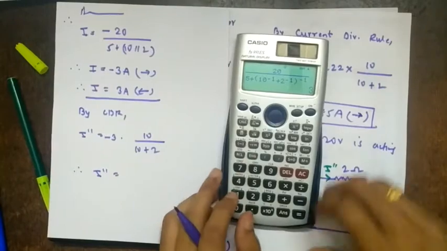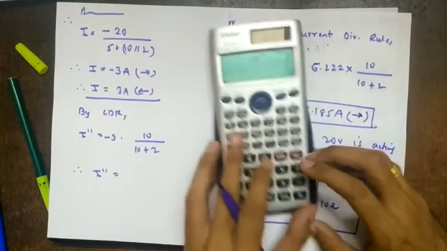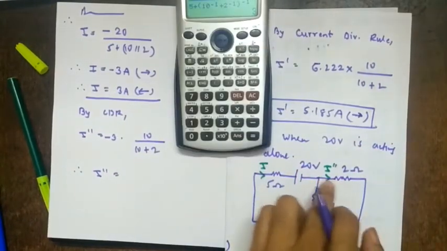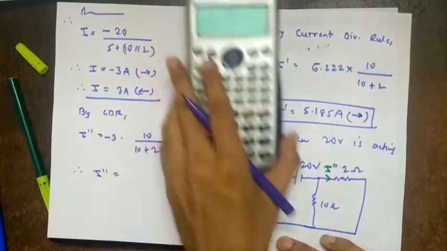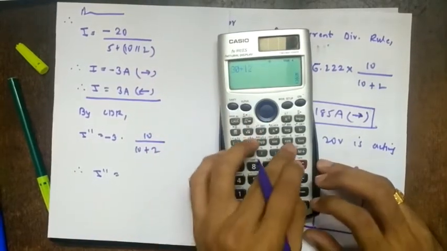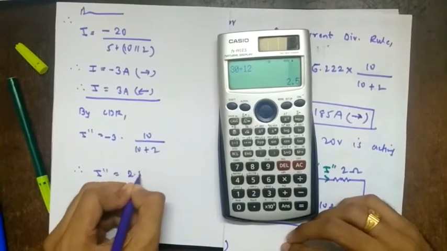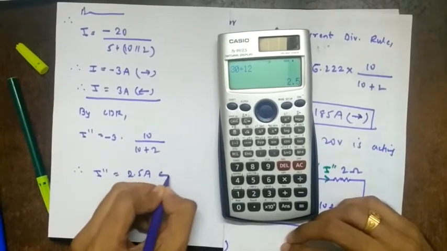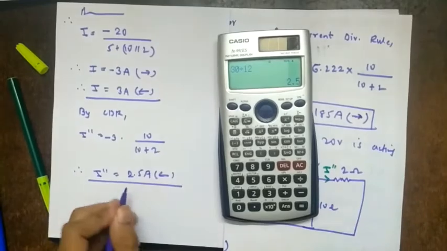So considering you are taking towards right, the term is negative, remember. So 3 into 10, 30 divided by 12. So 2.5 amperes. I'll write positive towards left. Fine.